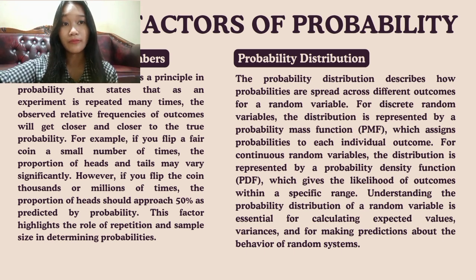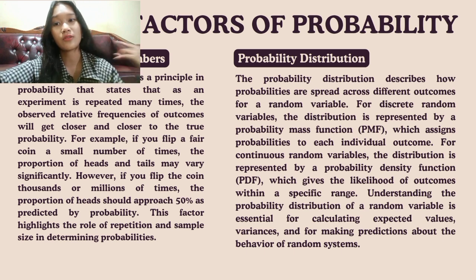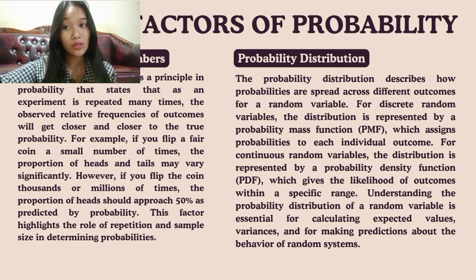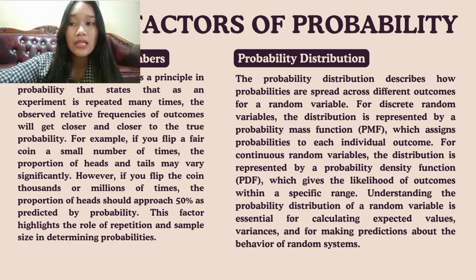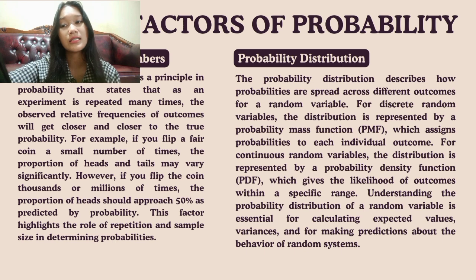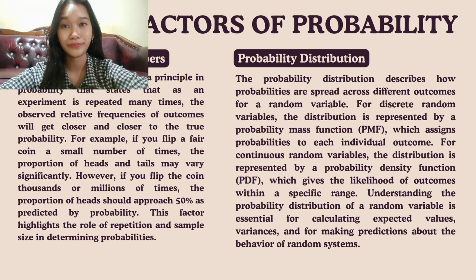For example, if you flip a fair coin a small number of times, the proportion of heads and tails may vary significantly. However, if you flip the coin thousands or millions of times, the proportion of heads should approach 50% as predicted by probability. This fact highlights the role of repetition and sample size in determining probabilities.